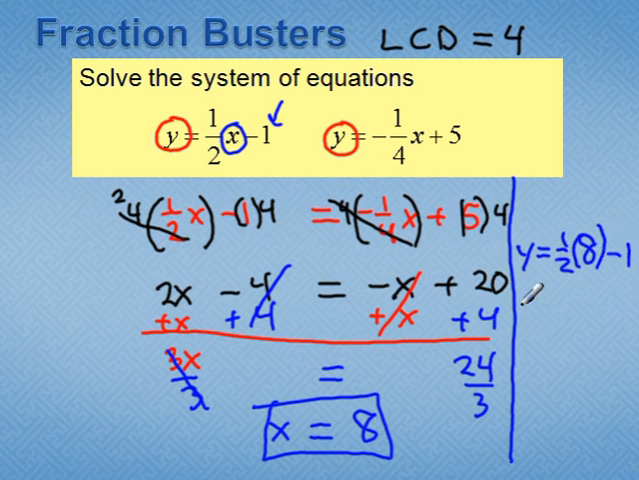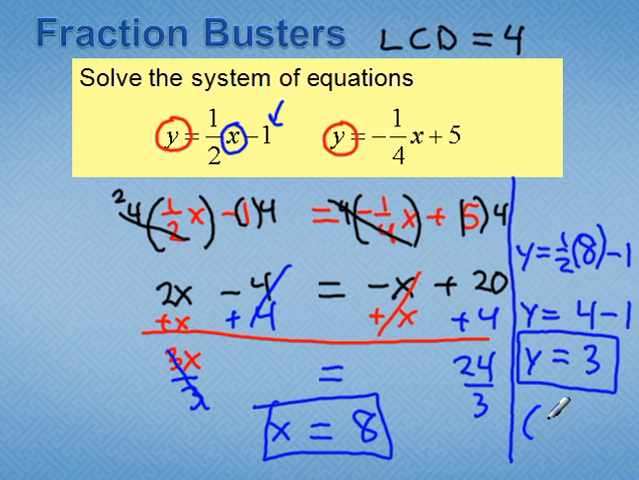And let's work this out. A half of 8 is 4, and then 4 minus 1 is 3, so our y value is 3. And that matches the same thing that we saw on the graph. So the two lines cross at an x location of 8 and a y location of 3. So there's our final answer by the fraction busters technique.